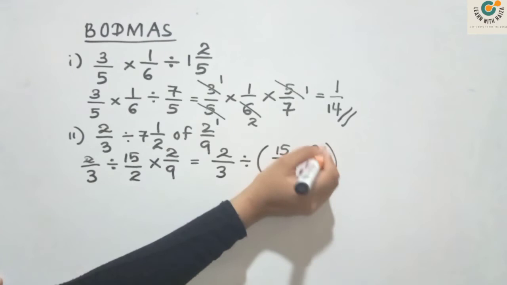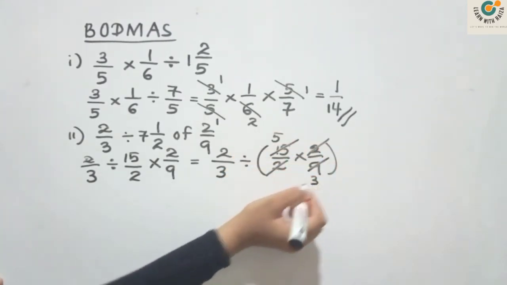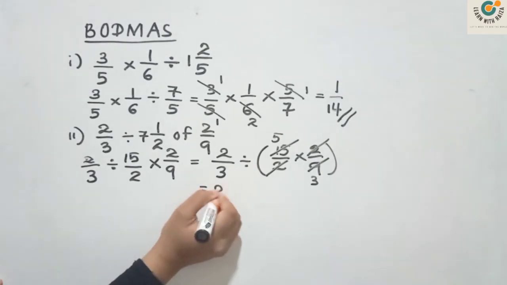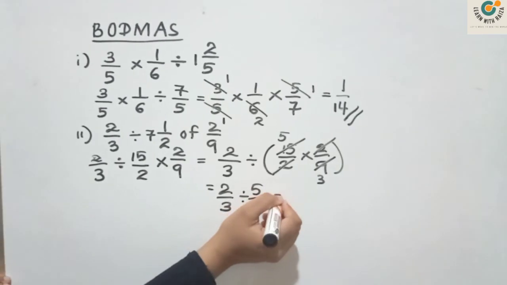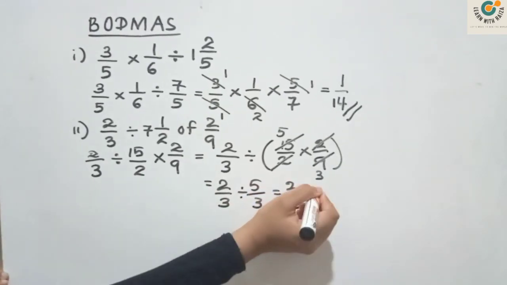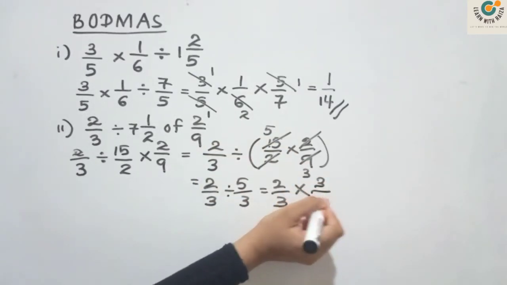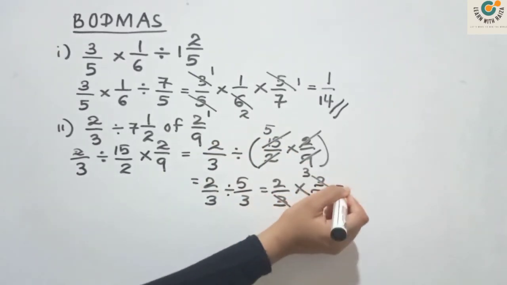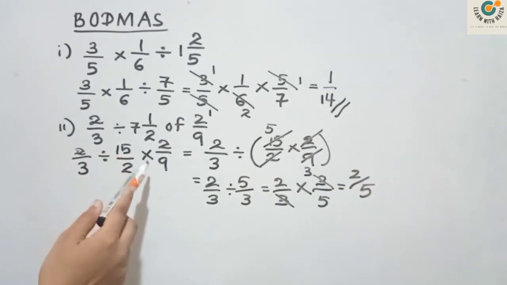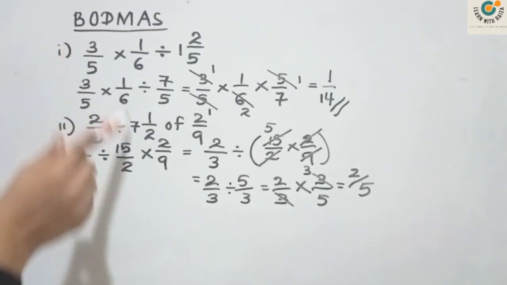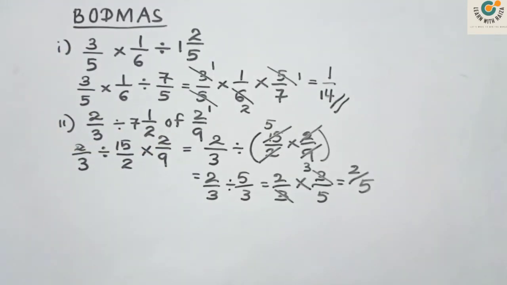And now I am going to cancel 2 and 2. 15 divided by 3, 5. 9 divided by 3 is 3. So you are getting 2 over 3 divided by 5 over 3, which is equal to 2 over 3 multiplied by the reciprocal, 3 over 5. So 3 and 3 cancel, the answer will be 2 upon 5. So here you should be very careful. This is not multiplication, it's kind of an of that we take here. So first we have to solve that part and then only we have to go to the next.